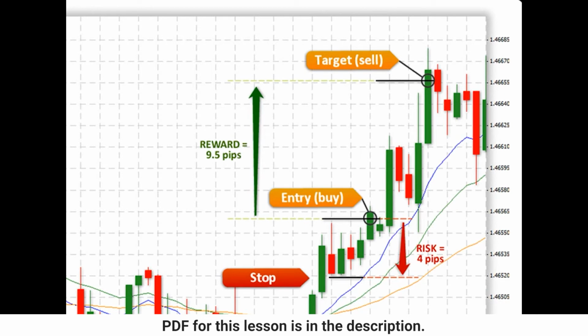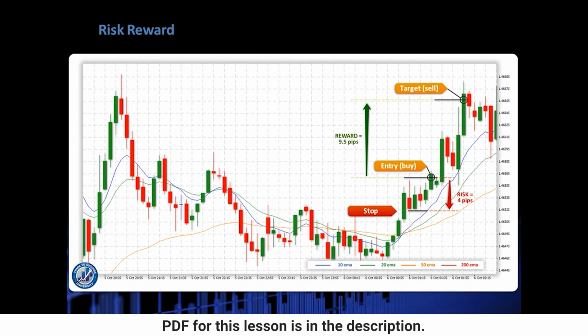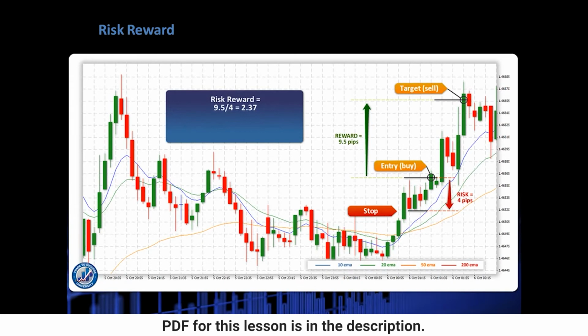So what we're trying to say here is, if I make money in this trade, according to exiting at my target price, then I will make 9.5 pips profit. But if I lose in this trade, meaning I get stopped out at my original stop loss, I will lose 4 pips. Therefore, my risk reward is my reward divided by my risk, which here we see is 2.37. What that means is, for every $1 you risk, you are making $2.37 reward.